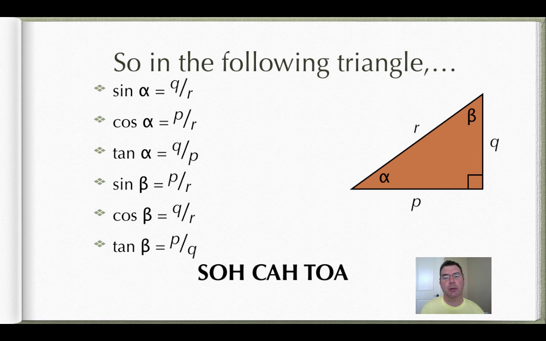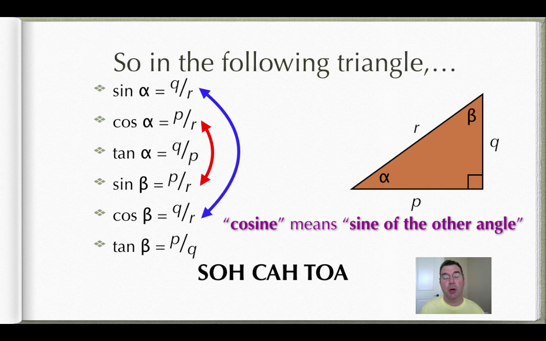Now I want you to see the relationship between the sine, cosine, and tangent of alpha versus the sine, cosine, and tangent of beta, particularly the sines and the cosines. If you look at the cosine of alpha, it's exactly the same as the sine of beta. And similarly, if I look at the cosine of beta, it's exactly the same as the sine of alpha. So cosine actually means the sine of the other angle. So the cosine of alpha is the sine of beta, and the cosine of beta is the sine of alpha. That's literally what cosine means. It means the sine of the other angle, the other acute angle in that right triangle.